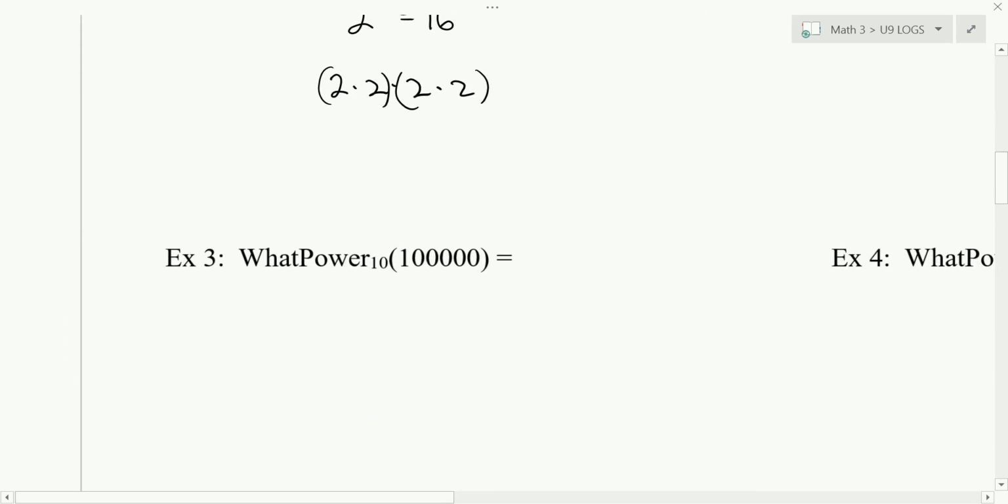So what power base 10 of 100,000? So there's powers with tens. What's 10 squared? You get a 1 with 2 zeros. 10 to the 3rd, you get a 1 with 3 zeros. So if you count the zeros, you know what power you're going to need. How many zeros do we have? We have 5. So 10 to the power of 5 is going to equal 100,000. Okay.